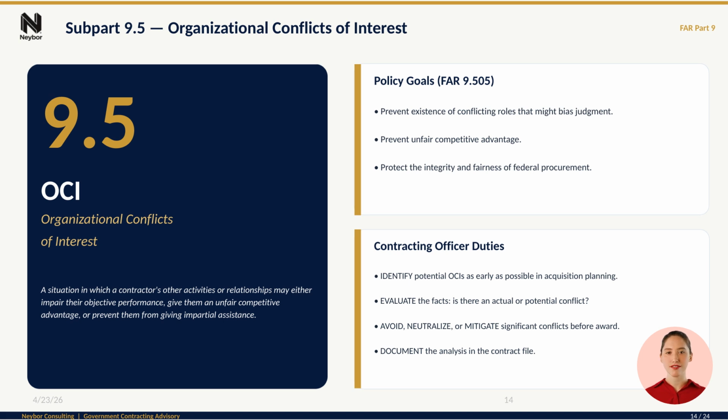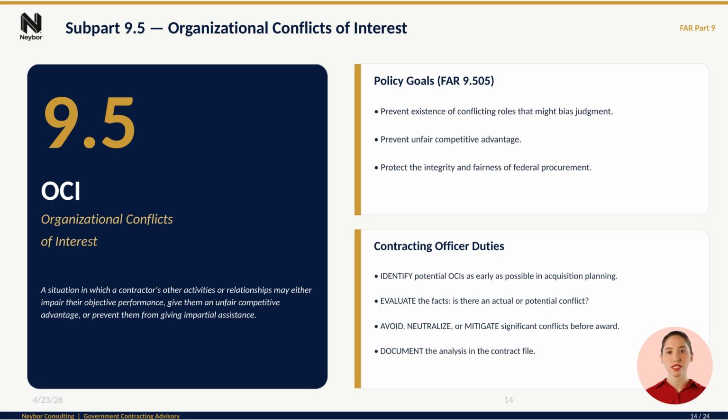Subpart 9.5 governs organizational conflicts of interest, OCIs, and it is probably the most litigated corner of Part 9. The definition on the left is long but worth reading slowly. An OCI is a situation where a contractor's other activities or relationships may either impair their objective performance, give them an unfair competitive advantage, or prevent them from giving impartial assistance to the government. 3 conditions, any one of which can create an OCI.